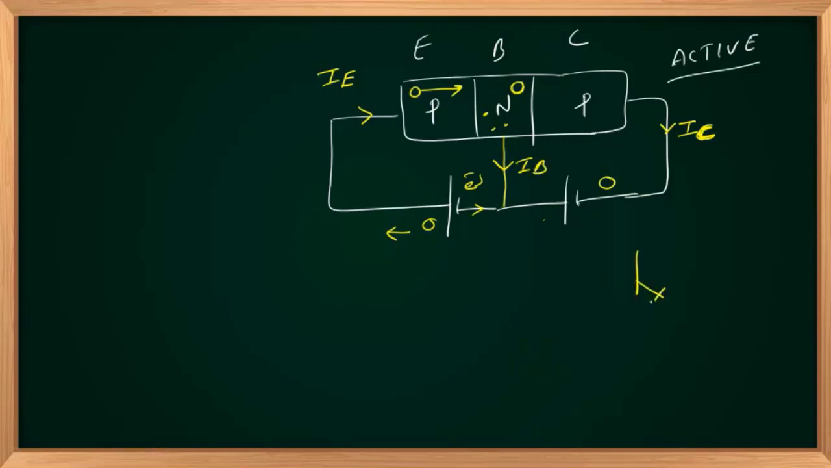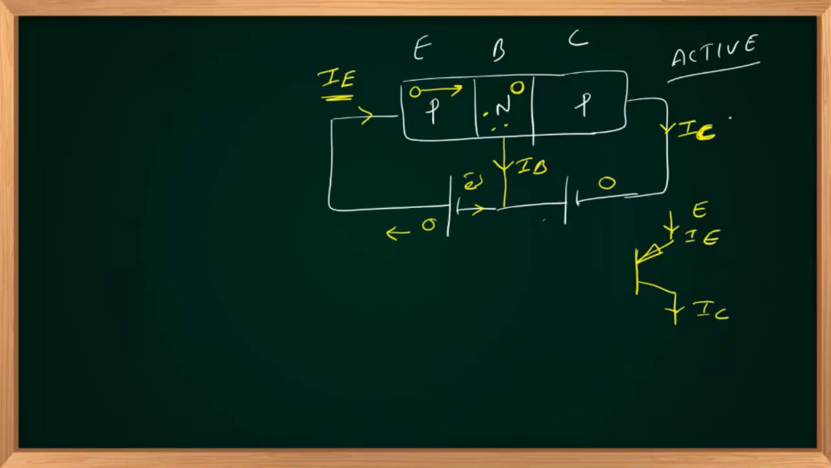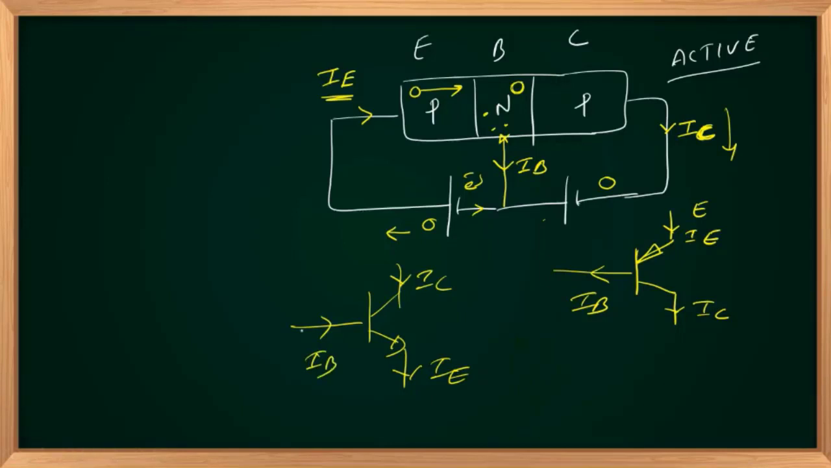That gives you the circuit symbol corresponding to your PNP transistor. This is the emitter; IE is into the emitter terminal. IC leaves the collector terminal, right? And base current also leaves the base terminal. So you should remember the direction of currents in your NPN and PNP. Both IC and IB are into the terminals when it is NPN. When it is a PNP transistor, IC and IB leave. Right?